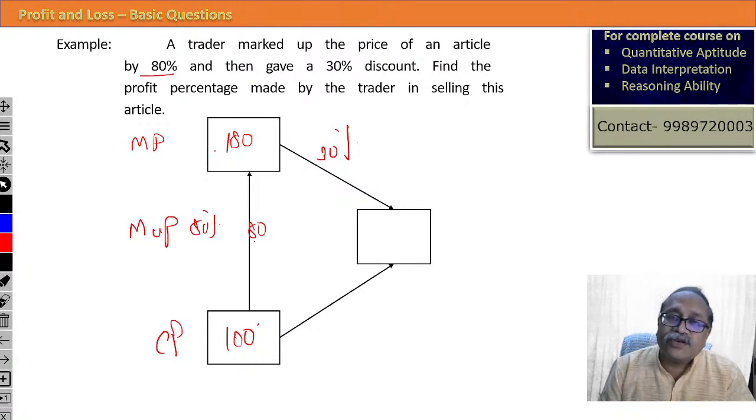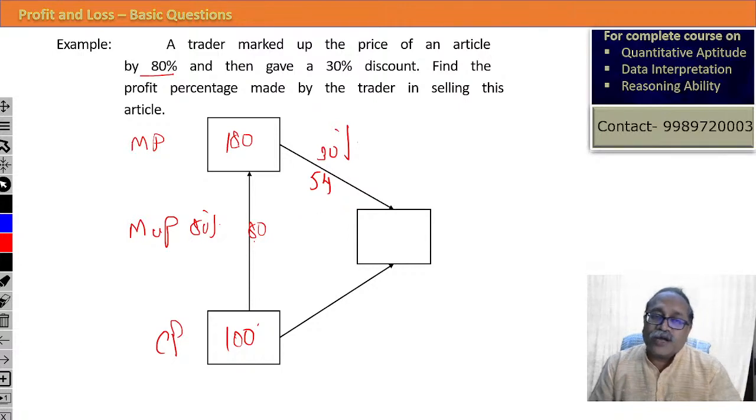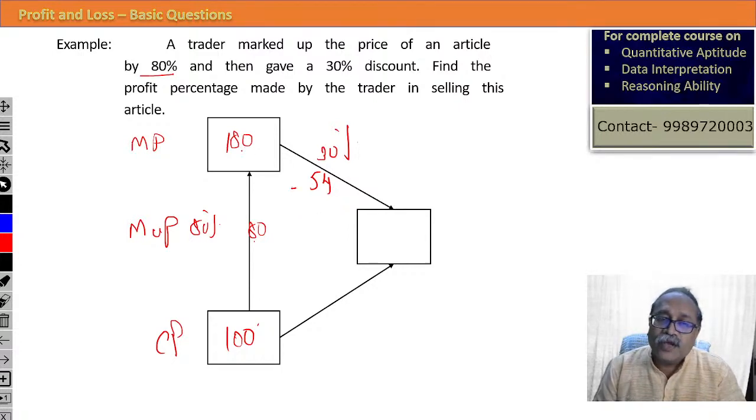How much is 30% of 180? 18 times 3 is 54 rupees discount. So 180 minus 54, then you will get 126. So this is your selling price.